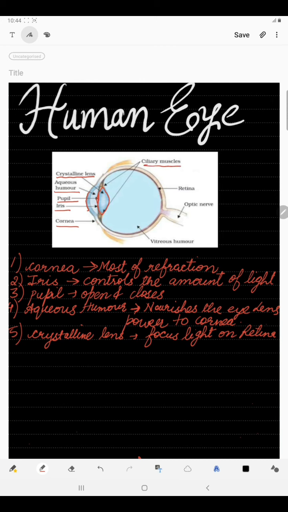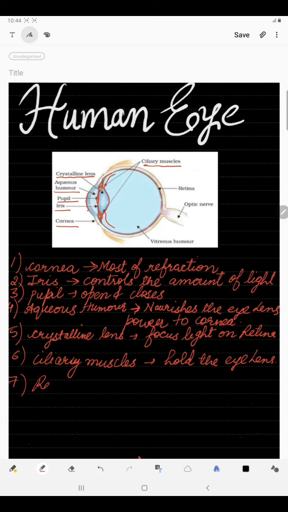Next we have ciliary muscles. Ciliary muscles are the muscles which hold the eye lens.